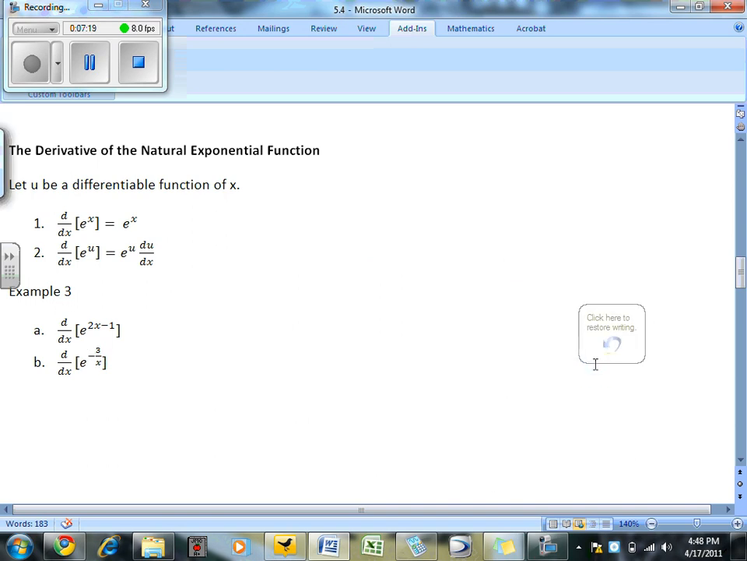That's it for this section. It's just derivatives and the properties of the natural exponential function. So I'll see you in class.